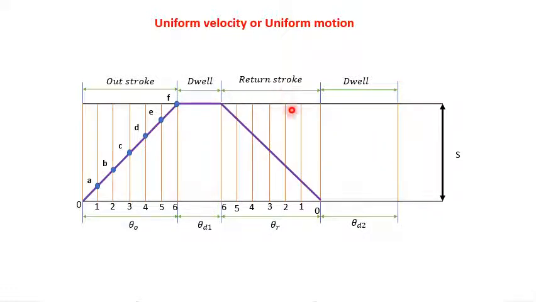Now again we have to draw another diagonal line for this return stroke. Right, return stroke means what? From higher position to again zero position. The follower moves from higher position to zero position. Therefore, we have to draw diagonal line from here to here. Okay, so repeat the same procedure.